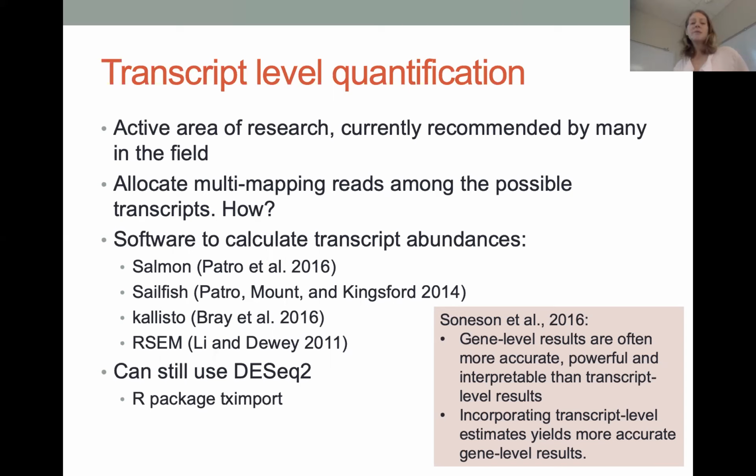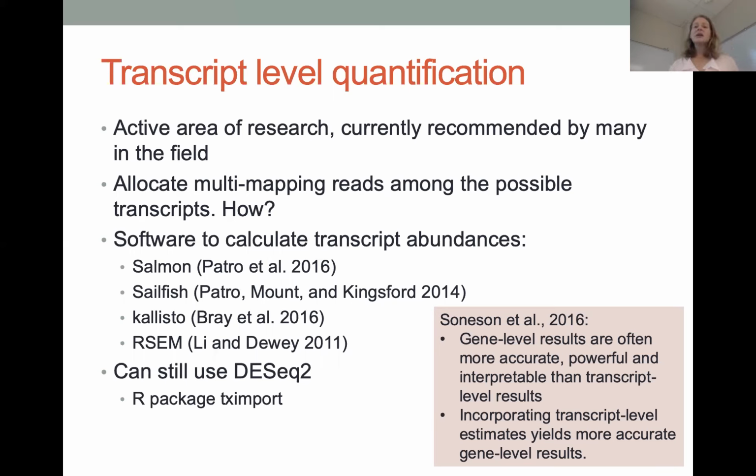There was a really interesting paper, the Soneson paper that came out in 2016, and they recommended, and we haven't started doing this, doing the transcript level quantification, but then summing it all back up to the gene level for your final reports. They claim that that gives you a more accurate, powerful, and interpretable level of results, looking at genes instead of transcripts. But the transcript level estimates actually yield more accuracy. You can read the paper.